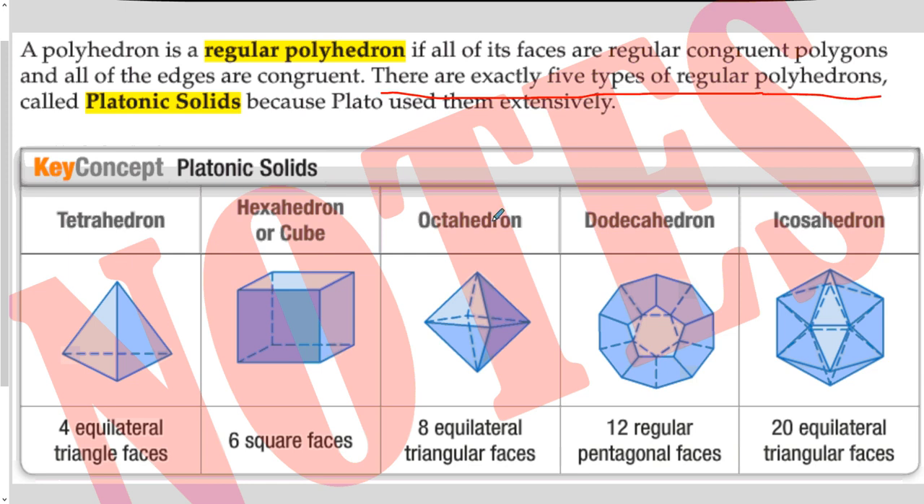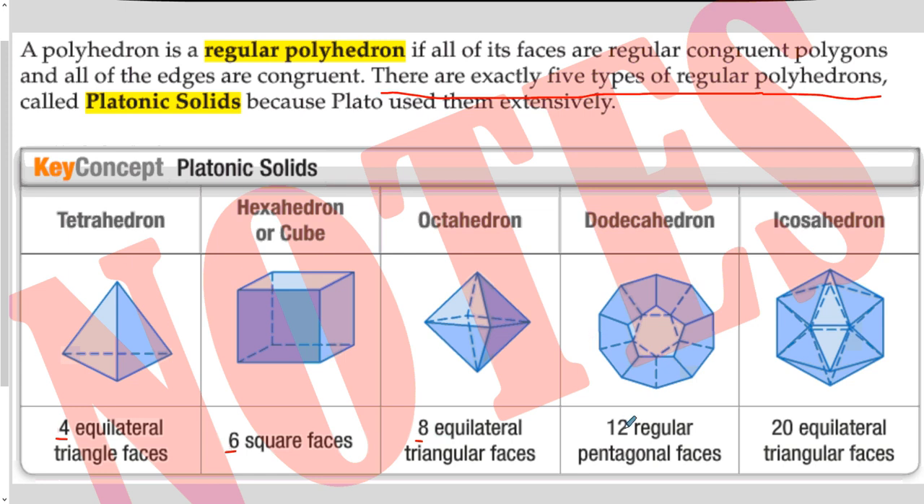There are only 5. So a regular die for a game is an example of one. It's called a cube, or if you want to name it based on its sides, a hexahedron, because it has 6 sides. We can have a tetrahedron, which has 4 sides. Those will all be equilateral triangles. 6 square faces for the cube. In an octahedron, you can have 8 equilateral triangles. It's like taking two square pyramids and putting them base to base, kind of.